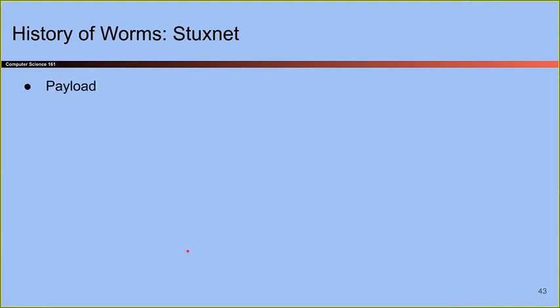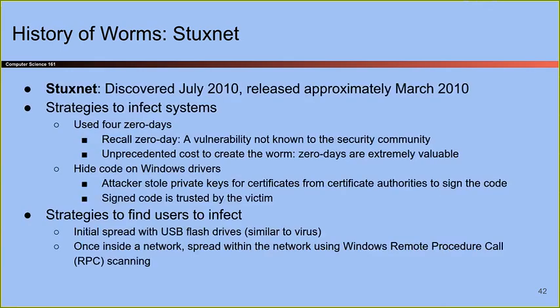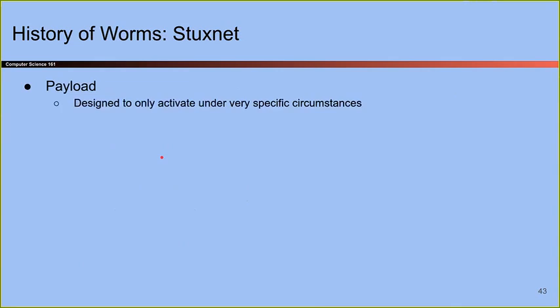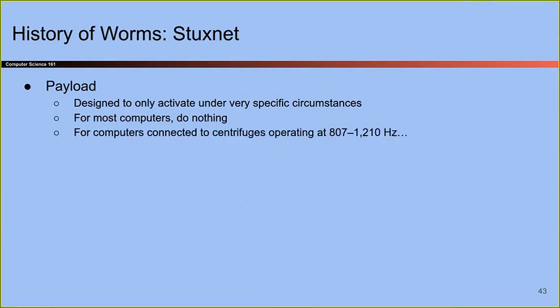Those aren't too important. Let's talk about the payload, because for a worm that's this ridiculously expensive, the payload was kind of weird. This payload actually didn't do anything to most computers. So if your computer has Stuxnet, actually nothing will happen. The only people who were affected by Stuxnet were people who had computers connected to centrifuges, which are these large rotating scientific devices operating at a specific frequency, which is also the frequency used for nuclear weapons.